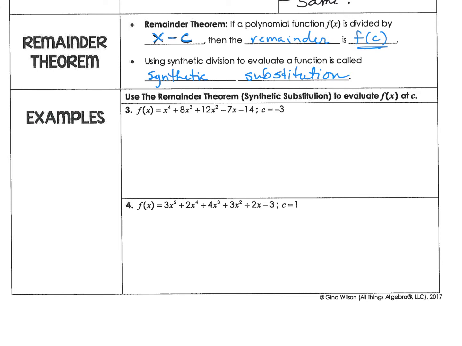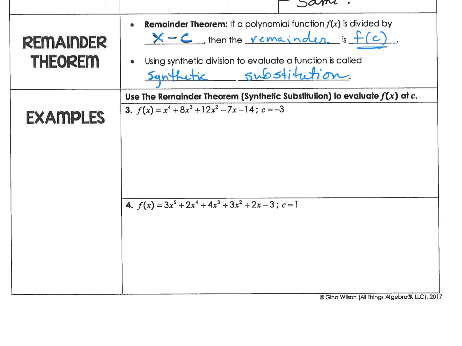Now when this works best, if it's a small function, sometimes it's faster just to plug it in. But look at the big long function we have there, x to the fourth, x to the third, x to the second, etc. That one really is faster to do, even with your calculator, using synthetic division. So go ahead and use synthetic division, and then we'll check it on our calculator.